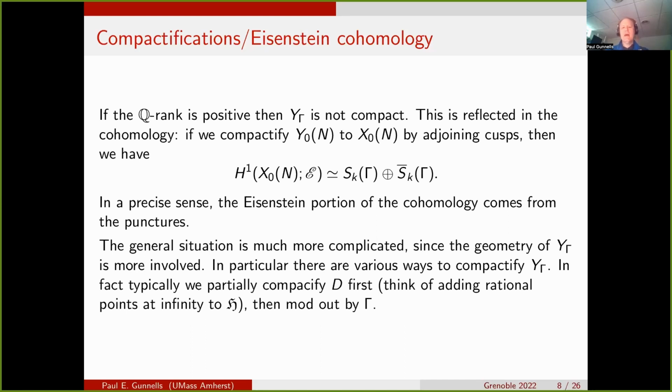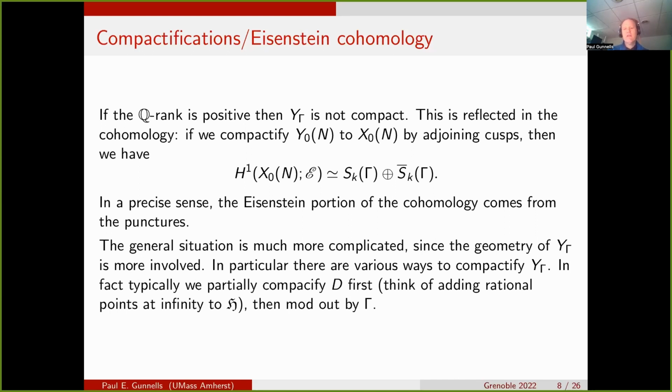The virtue of doing that is that you treat all examples at once instead of doing them case by case for various gamma. You want to somehow do everything gamma equivariantly on D, and then you get something for all gamma.